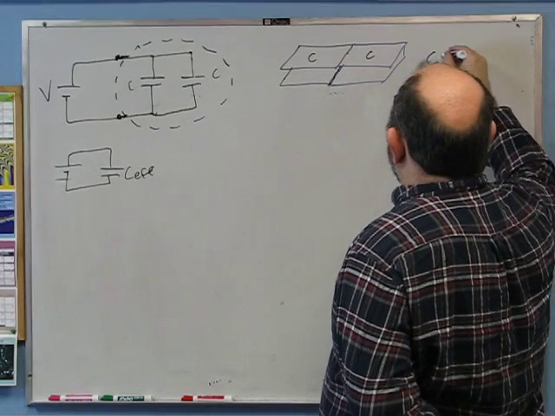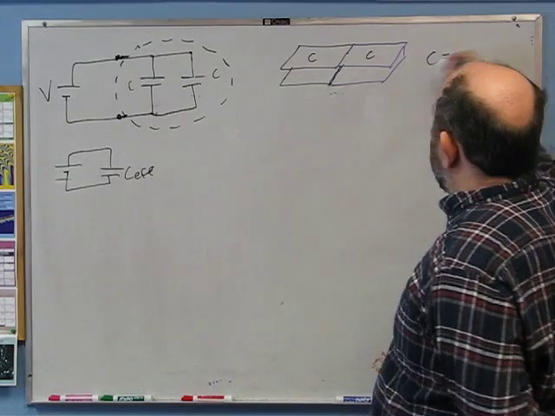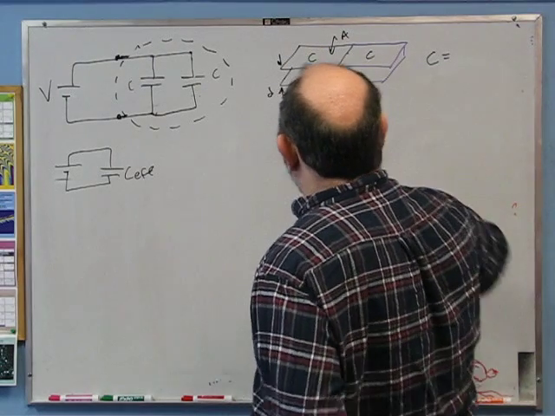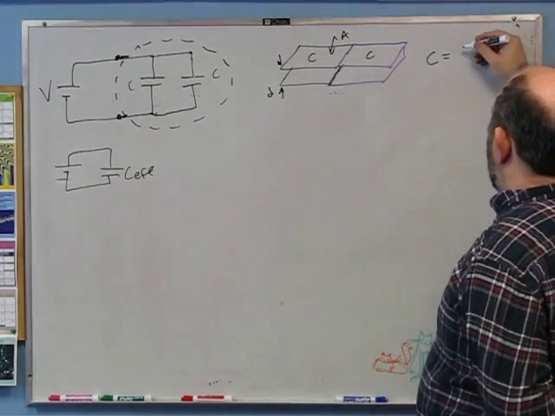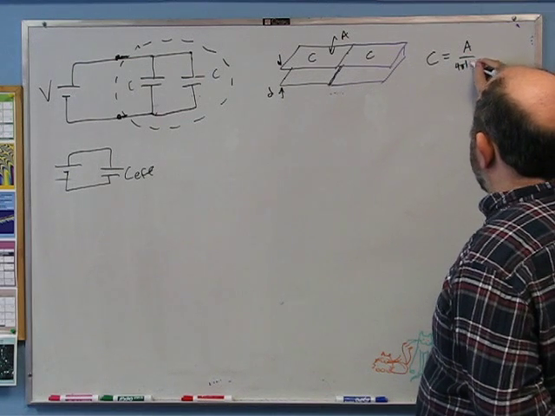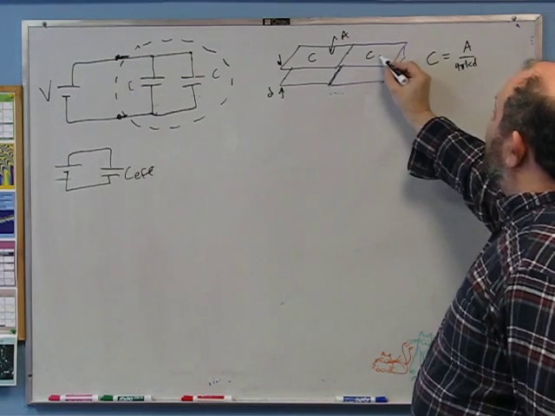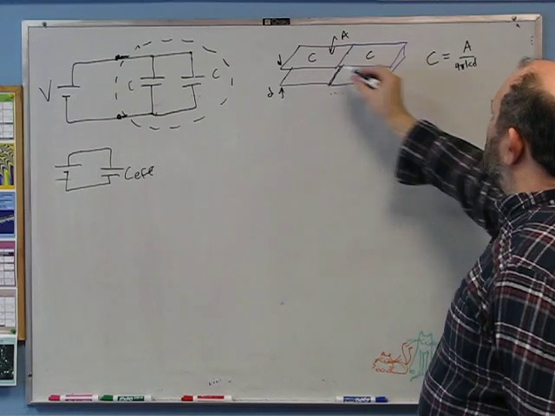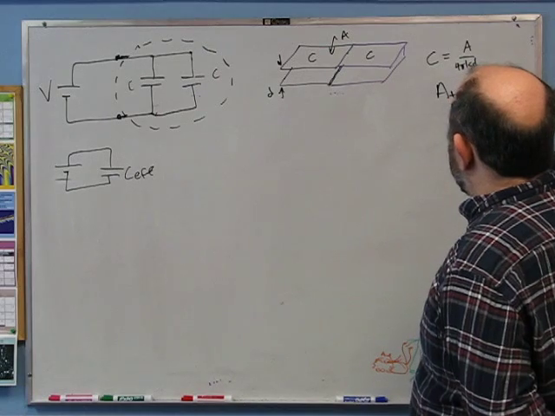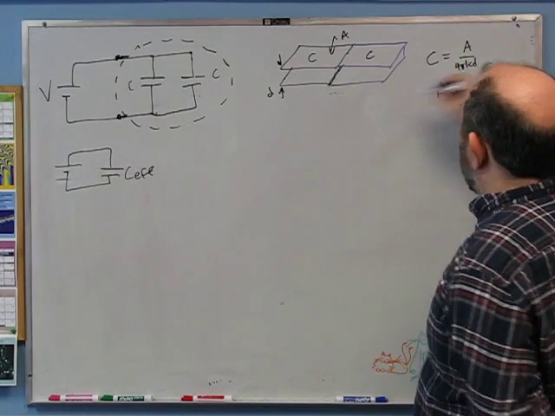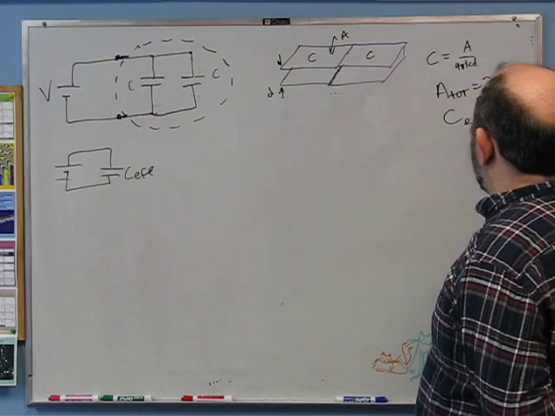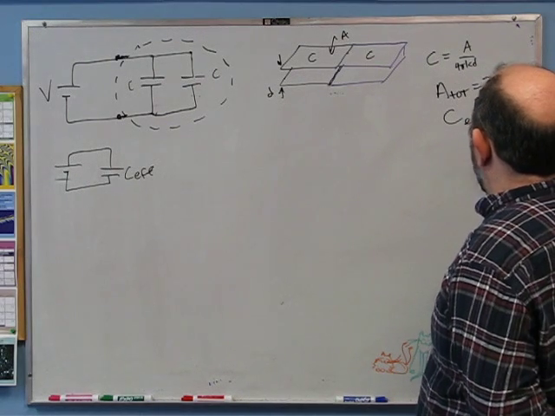Well, I know that C for just one of them is, if we say this is surface area A and this is D, right? So capacitance for one of them is A over 4 pi KD. Well, and then I have another one. So the total capacitance, the total area of one of these plates is just twice as much, but the D is exactly the same because they're the same distance apart. So I would expect my effective capacitance to be 2C, right?